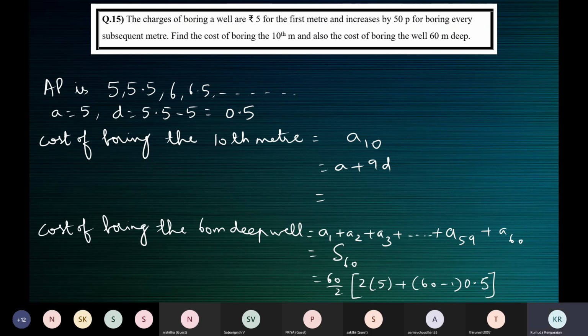So what is the answer? What's the answer for A10? 9.5. And for this one? Tell me the digits. 1185.